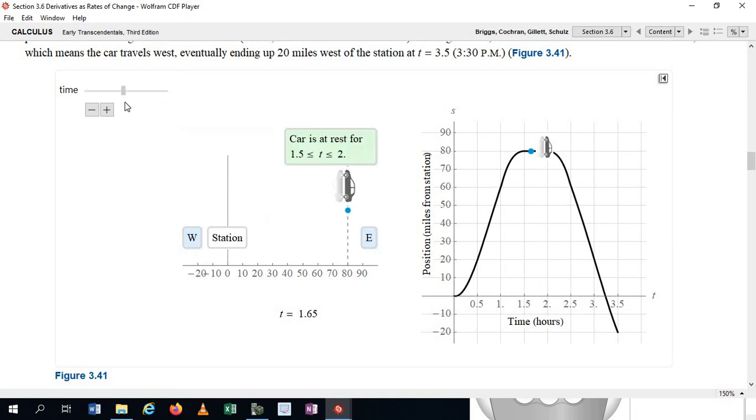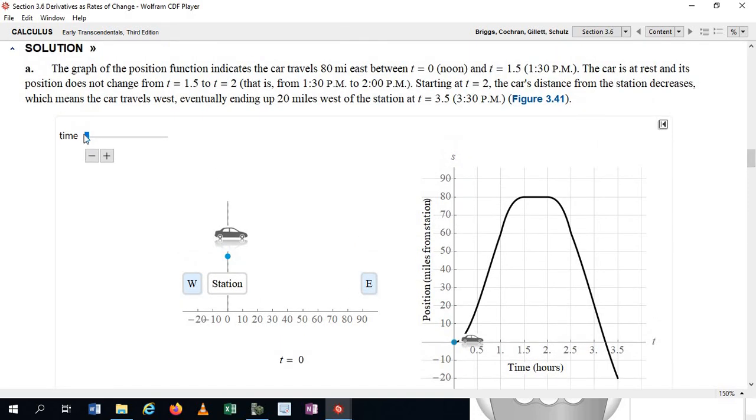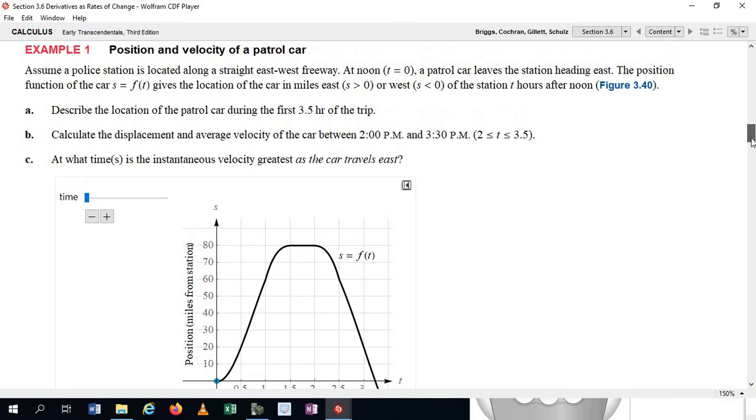Because it starts off at 80 and then it moves towards negative 20. Okay, so it's heading towards the negative direction as it does that. In fact, right here it's at 80 and then it moves towards negative 20. As it's doing that, it's moving in the negative direction. And that's why the average velocity is negative instead of positive.